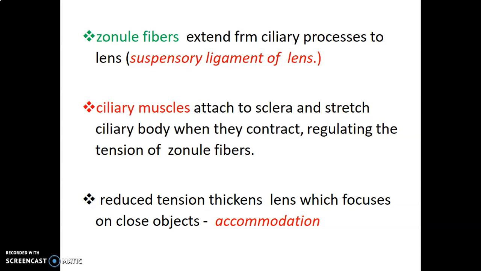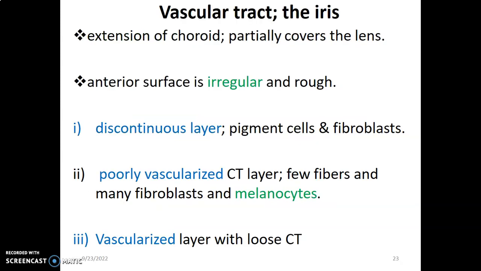The iris is an extension of the choroid and it partially covers the lens anteriorly. The anterior surface of the iris is irregular and rough. So the iris has three parts. You have the discontinuous layer made up of pigment cells and fibroblasts. Then it has a poorly vascularized connective tissue layer, and this has few fibers and many fibroblasts and melanocytes. Then lastly, there's a vascularized layer that contains loose connective tissue.